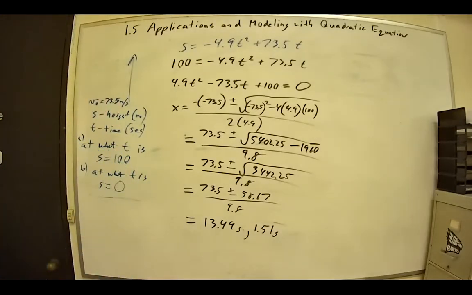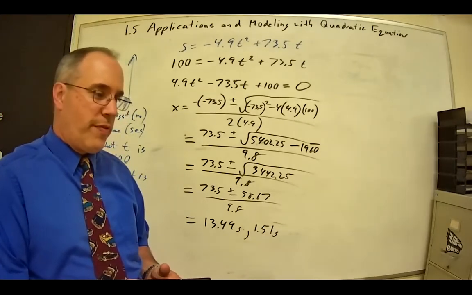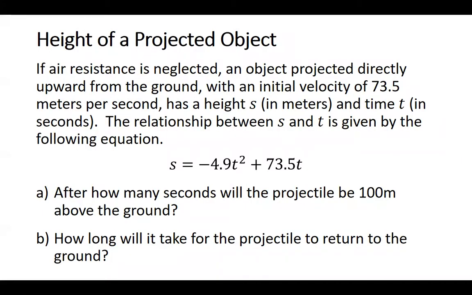Let's just make sure that the question didn't want us to say specifically when it was going up. Did it just ask for the time? So it says, after how many seconds will the projectile be 100 meters above the ground? Now, my interpretation, I would look at that and say, well, that's probably saying after 1.51 seconds, it will be above the ground. But in reality, it will be 100 meters above the ground at both of those times. Now let's go to the second part of this.